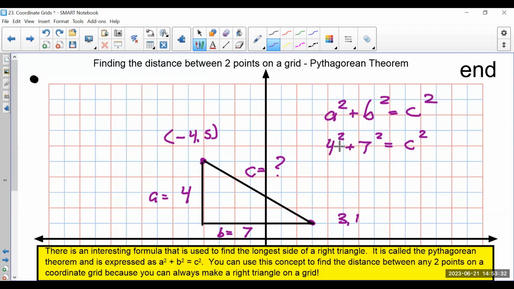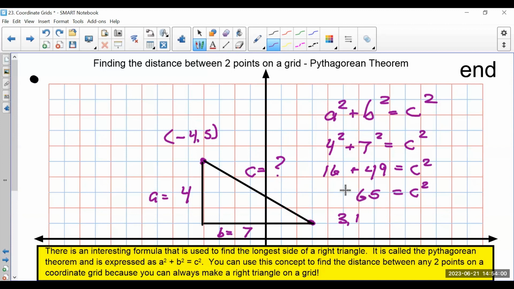Now I'm going to do 4 times 4, so I've got 16 plus 7 squared, which is 7 times 7, 49, equals c squared. I'm going to add 16 and 49. I think it's about 65. 65 equals c squared. So is that 65?